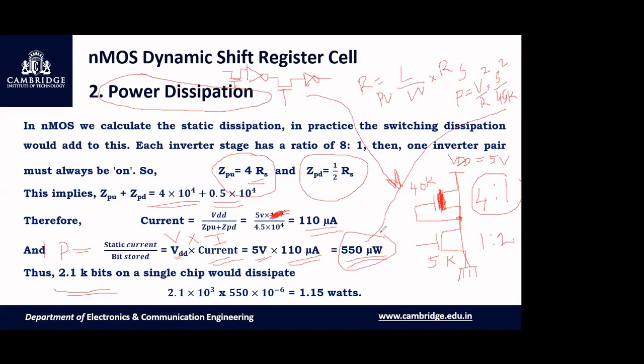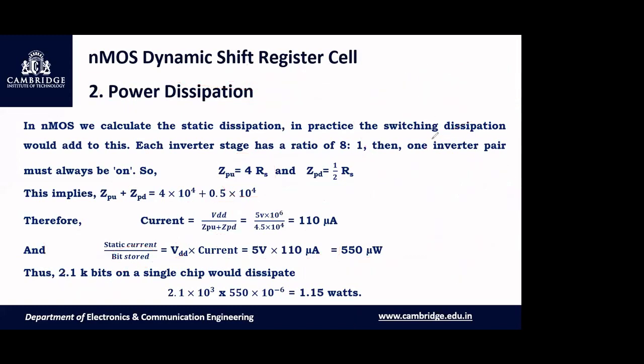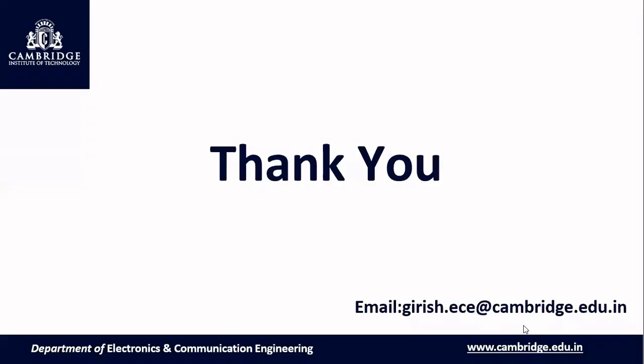Understood, no? So this is for 1 bit. And if you want to find it for 2.1 kilobits, you just multiply, and I'll get 1.215 watts. Clear? So in this way, we'll try to find power dissipation in the NMOS dynamic shift register. Thank you.